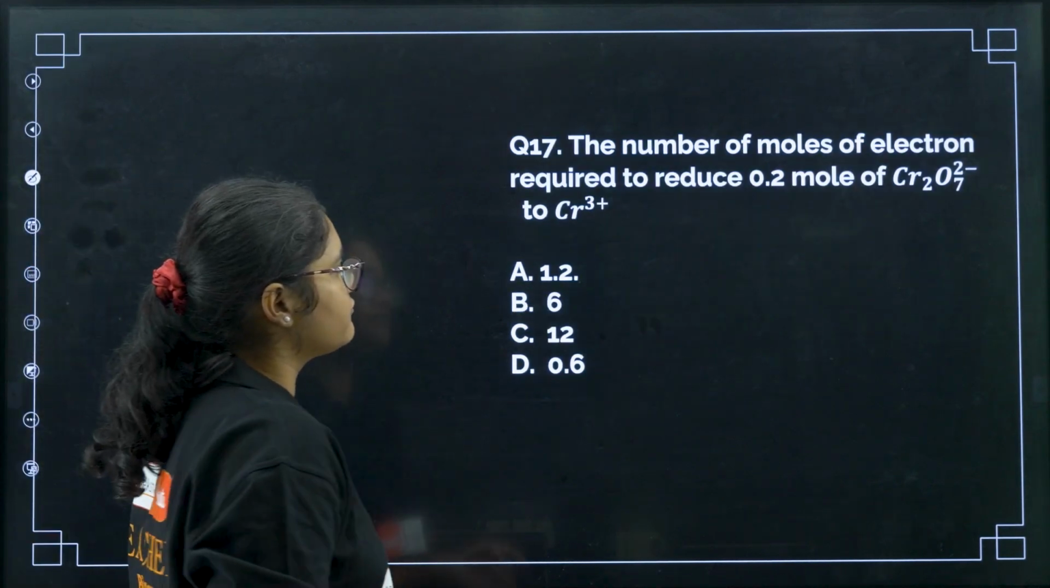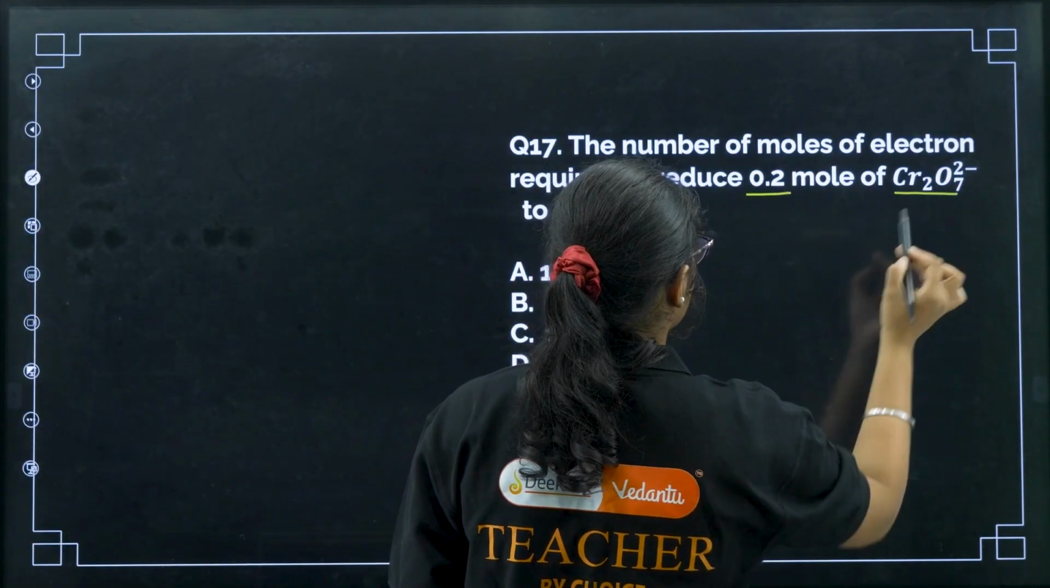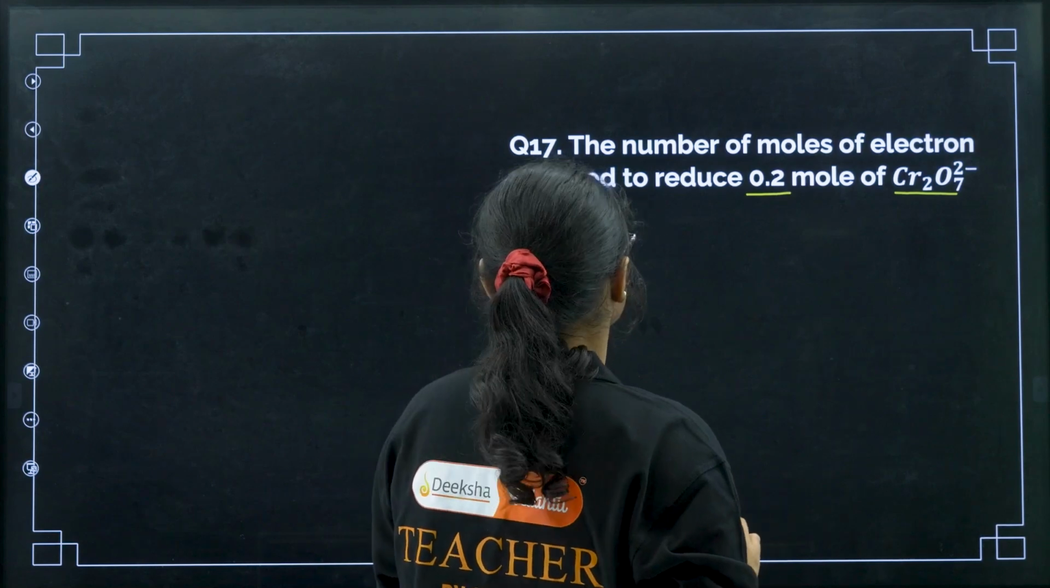Next, the number of moles of electrons required to reduce 0.2 mole of Cr2O7 to Cr3 plus.